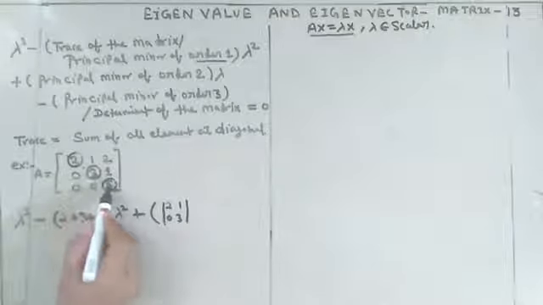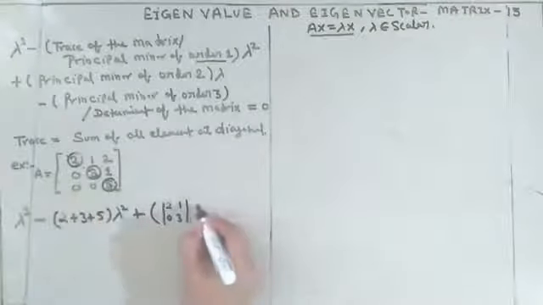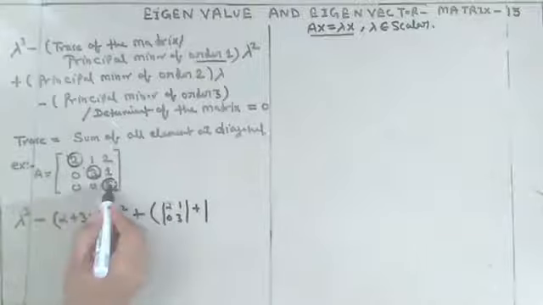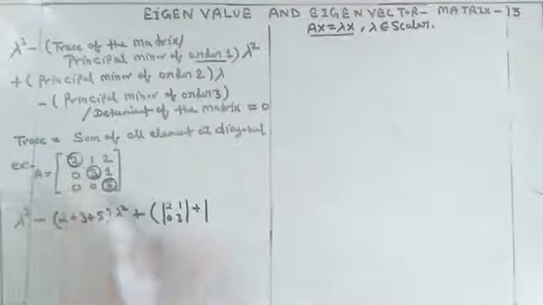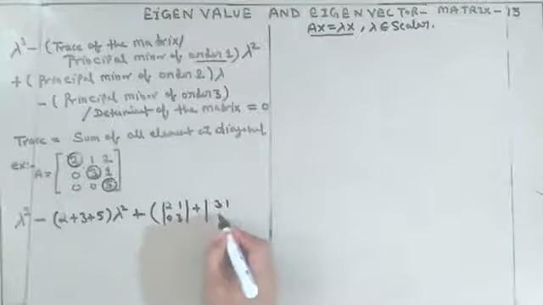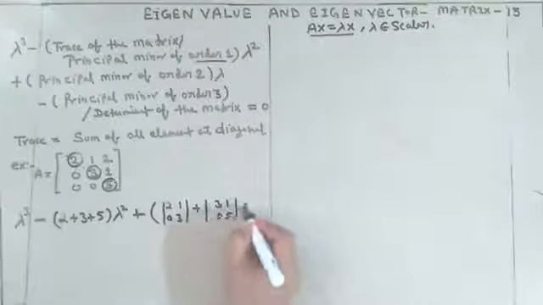Now you have to take another 2 elements on the diagonal. This is 3 and 5. This time we are taking 3 and 5, so plus, with respect to 5 you take this element, and you will get 3, 1, 0, 5. This is another one. Then plus.